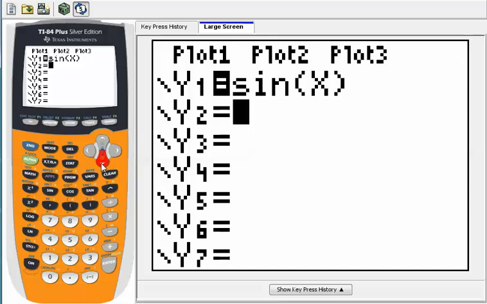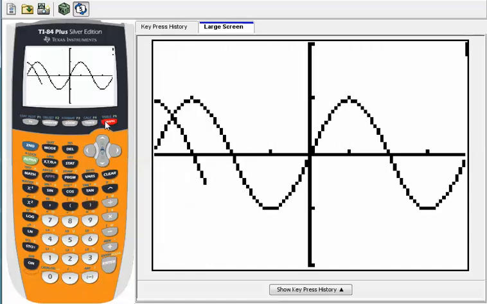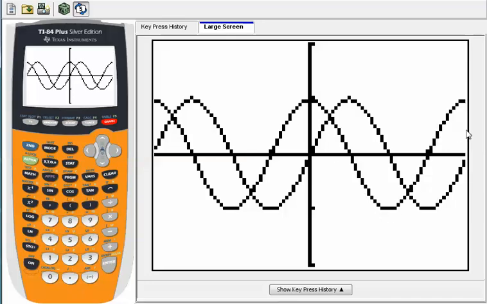The purpose of this is so that we can compare two functions on the same screen and look at them at the same time. So let's take a look at what cosine looks like. Okay, so sine is going to graph first and cosine is going to graph next. Okay, sine is already drawn, and here's cosine being drawn.